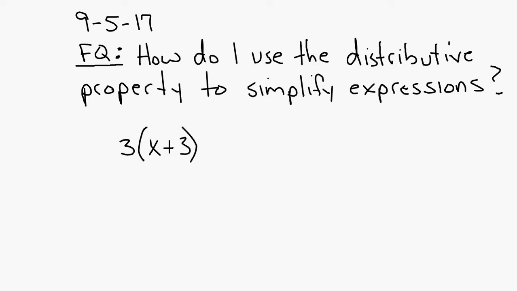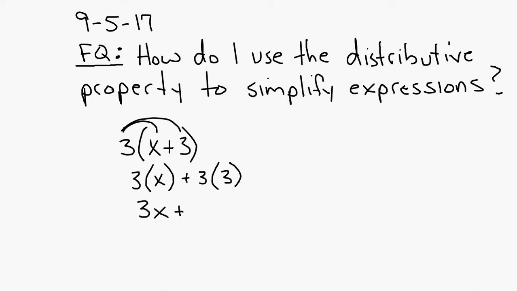All right, a number next to the parentheses means to multiply. Distribute means to spread around. It means you have to take this 3 and you have to multiply it by the x first. All right, so you have to do 3 times x plus, then you have to do 3 times 3. Okay? And when simplified, 3 times x is 3x, and 3 times 3 is 9. So this is the simplified version of this expression.